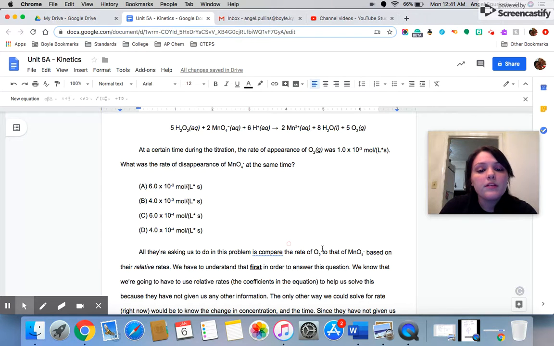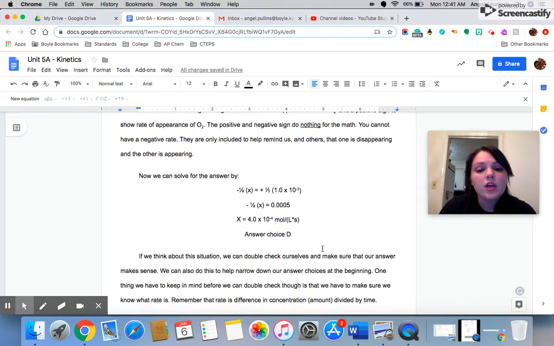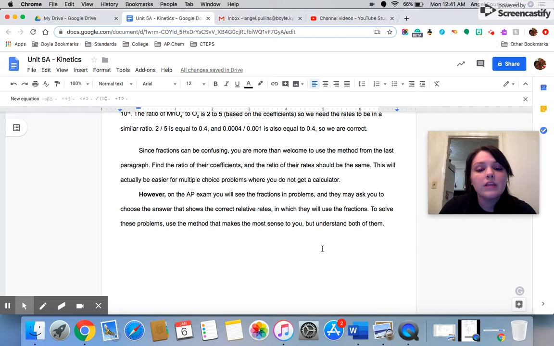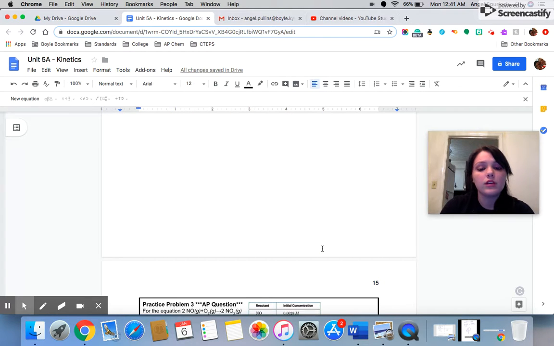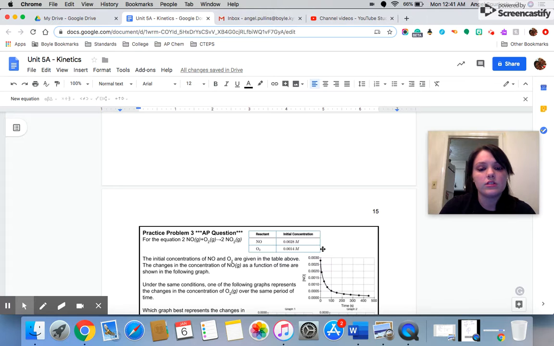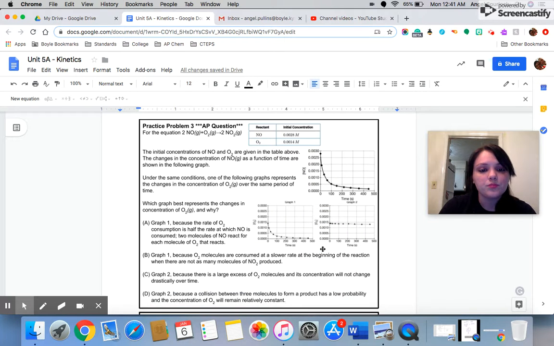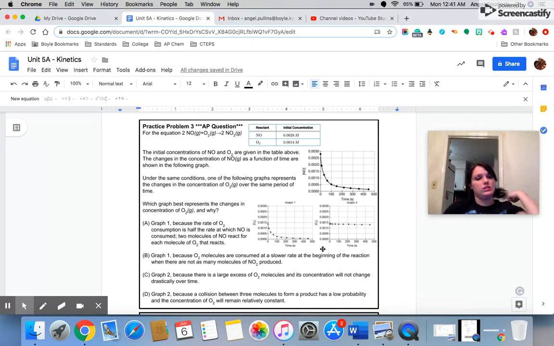I do know that practice problem 3 is pretty complex. So what we're going to want to do is make sure that we're reading all of the information that they give us and that we really understand the graphs and the tables that they've given us. Okay, here we go. For the equation here, where nitrogen monoxide is reacting with oxygen gas to produce nitrogen dioxide, the initial concentrations of nitrogen monoxide and oxygen gas are given in the table above. The changes in the concentration of nitrogen monoxide as a function of time are shown in the following graph.